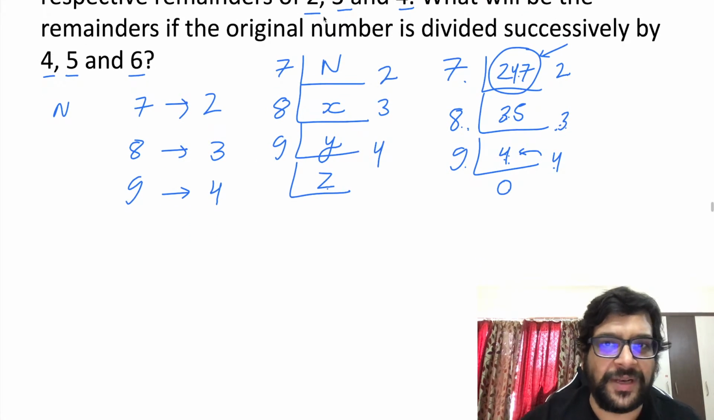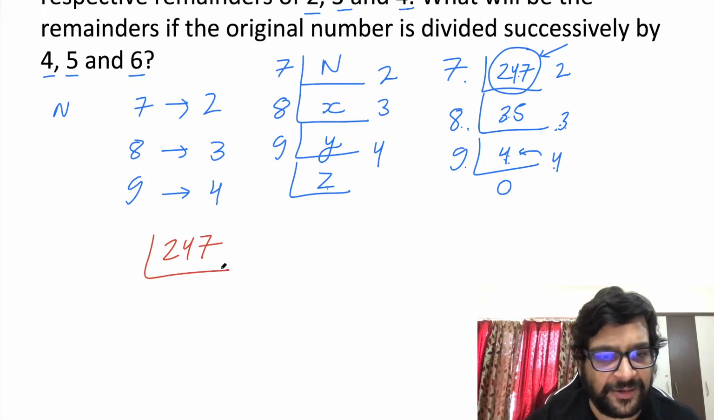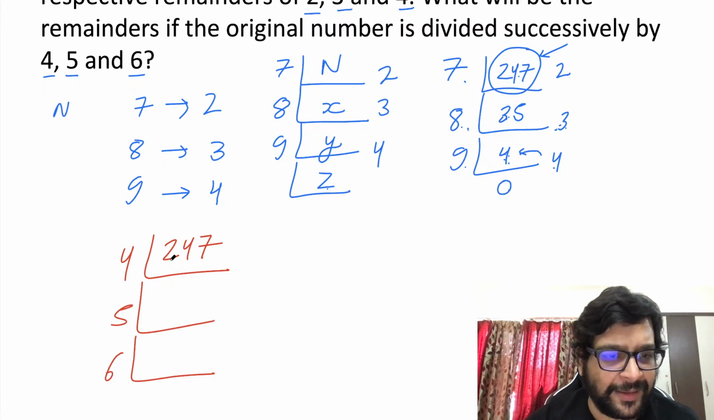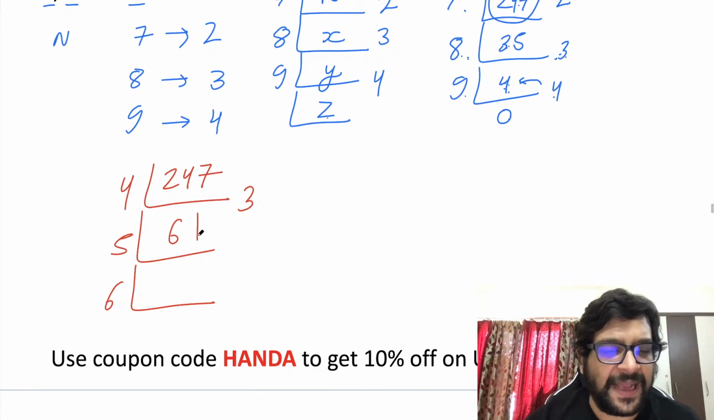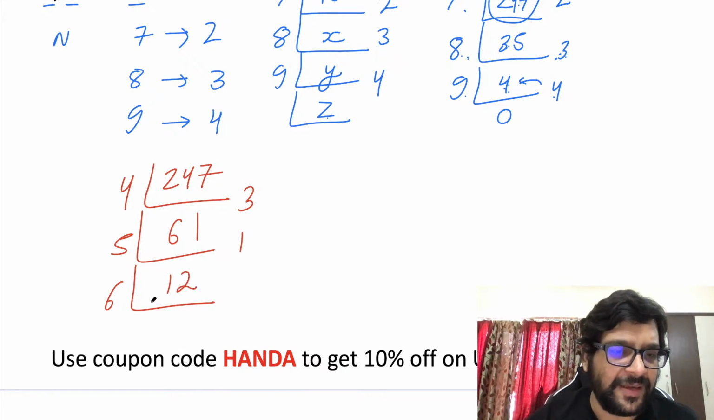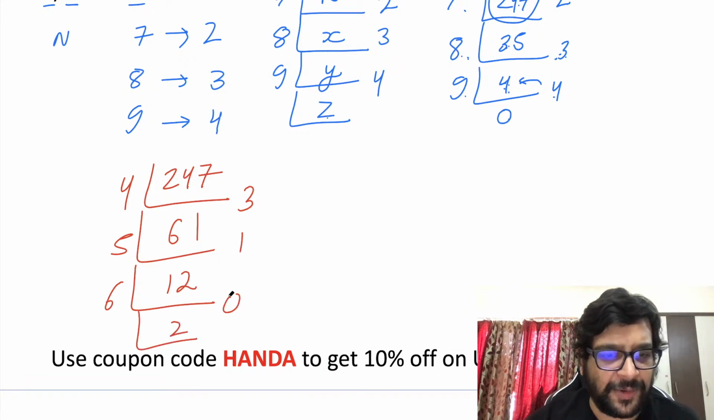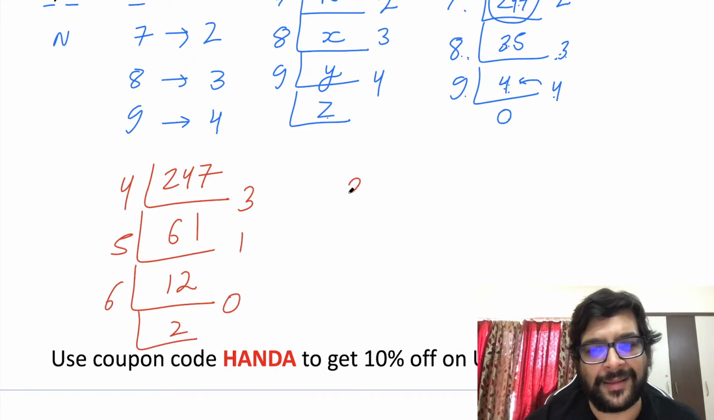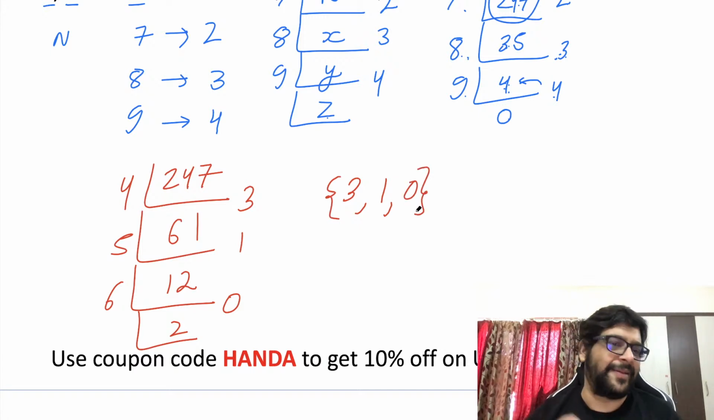And then what you need to do in this question is, 247, you need to divide by 4, 5 and 6 to get the answer. When you divide it by 4, it's divisible 60 times, or rather 61, remainder is 3. 61 when you divide by 5, divisible 12 times, remainder is 1. 12 when you divide by 6, it's divisible twice, remainder is 0. So my answer is 3, 1 and 0. And that's it.